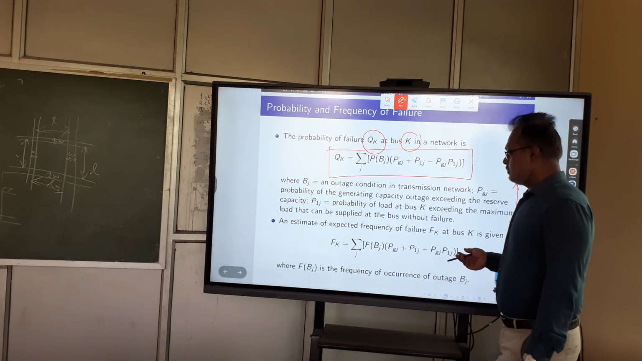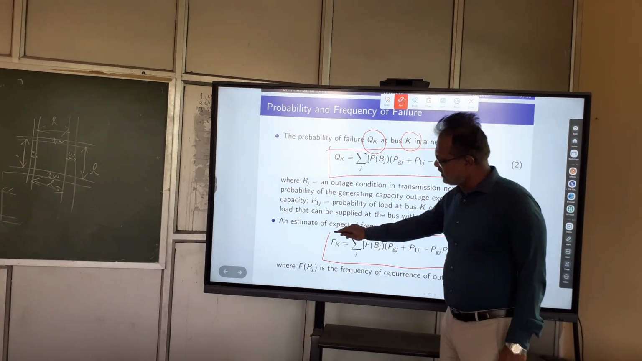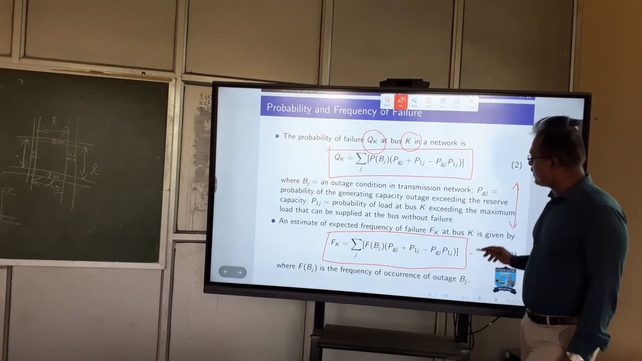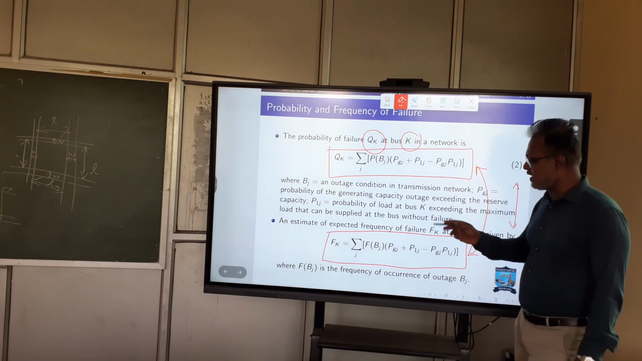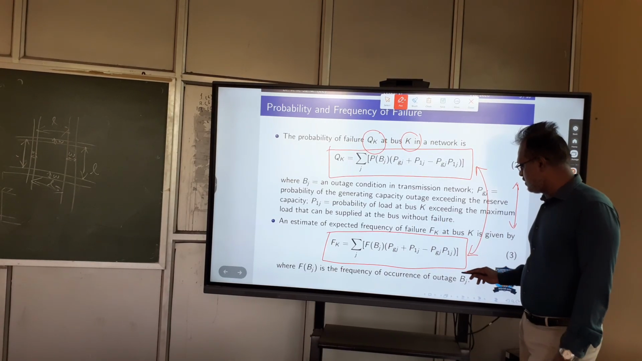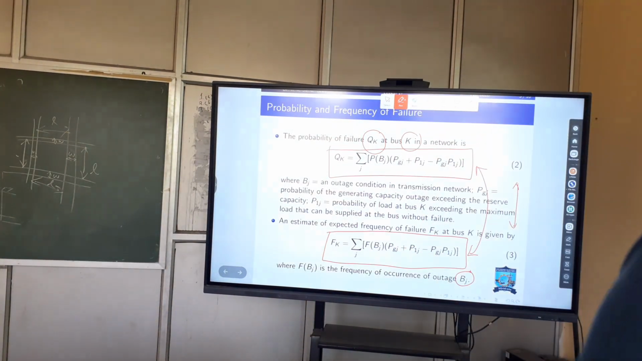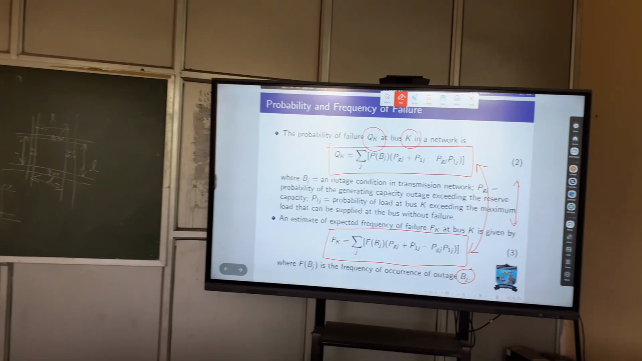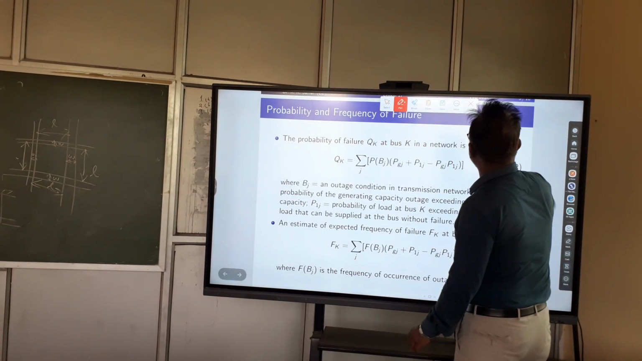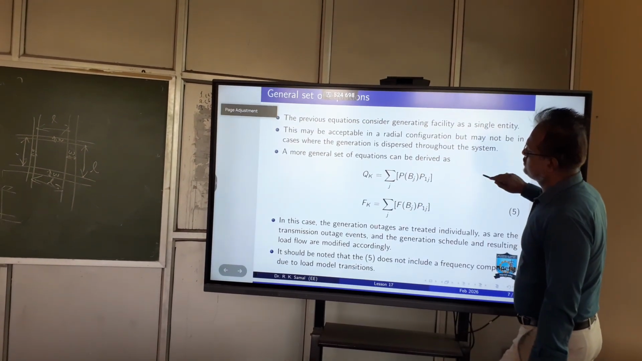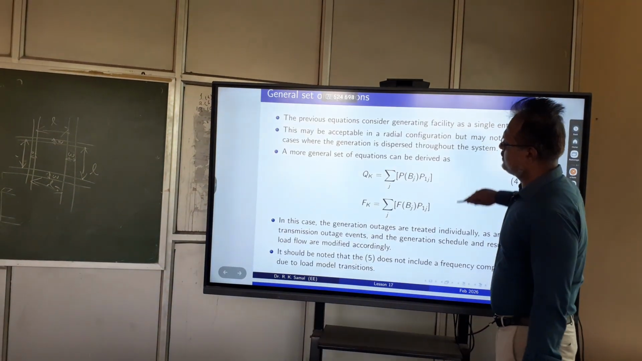Then this is the frequency approach. So you can have a probabilistic approach or you can have this frequency and duration approach. It is this formula where Fbj is the frequency of occurrence of outage Bj. Just write down these two formulas. So these are the equations that can be derived from the earlier part.